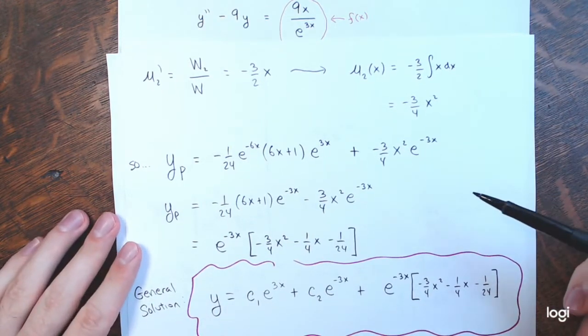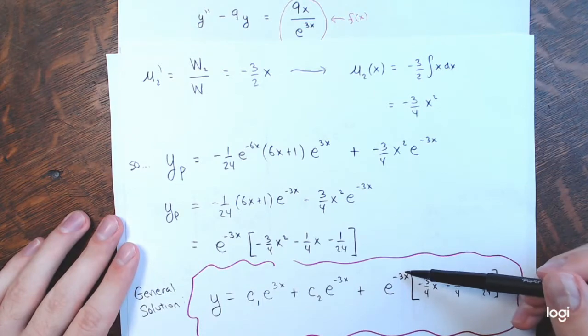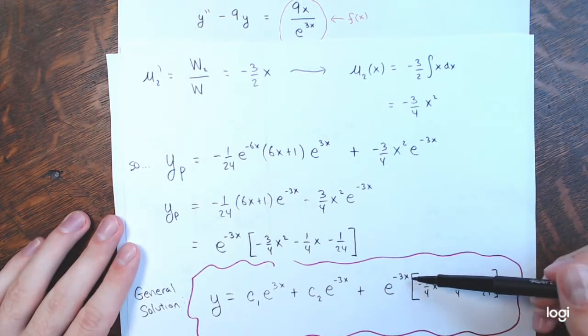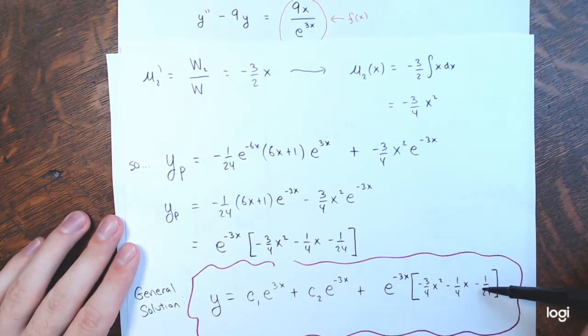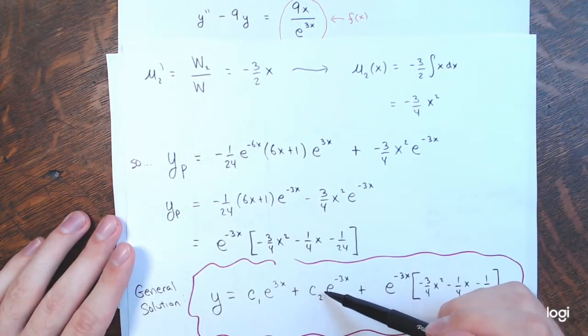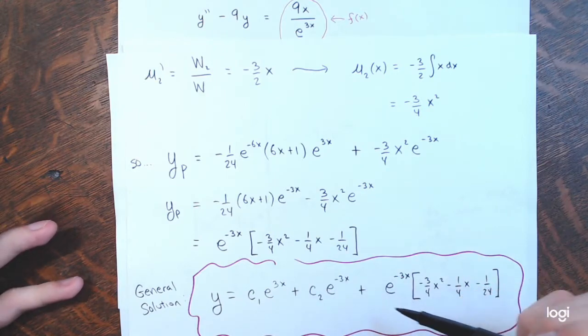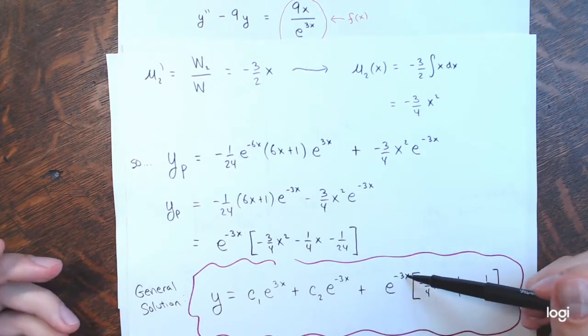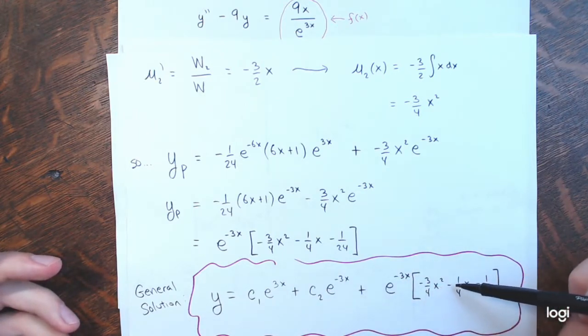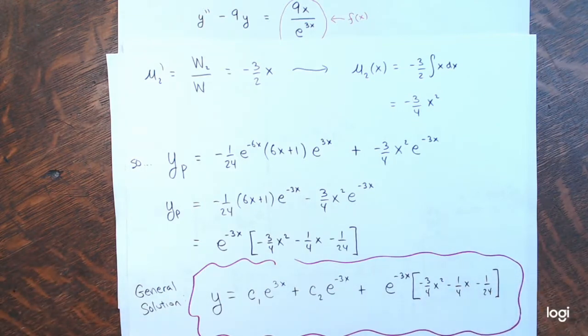And I guess also, something I'm noticing here is that if you distribute the e to the negative 3x here, you'll have another constant times e to the negative 3x, and you can put that together with this one, make a new constant times e to the negative 3x, plus e to the negative 3x times negative 3/4 x squared minus 1/4 x, and then leave it at that. But this is totally fine as well.